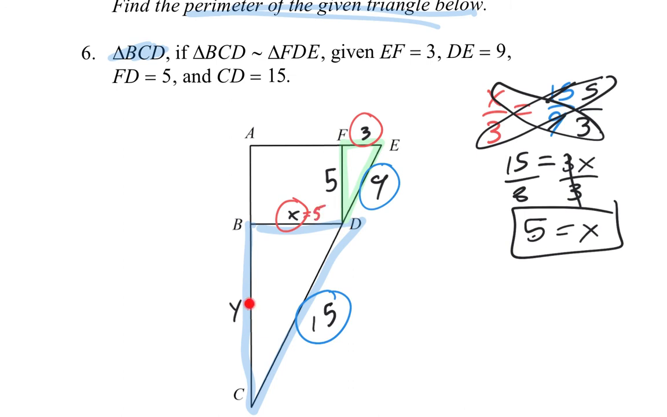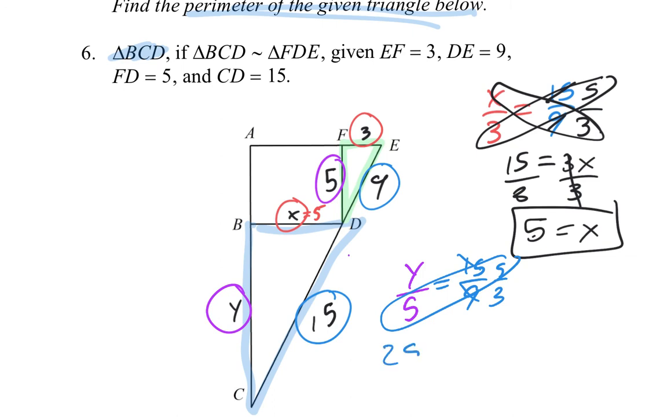Now, I need to find the y. Well, just like I did with the x's, I could do the same thing with the y's. So let's say y is to 5 as 15 is to 9. Y is to 5, just like 15 is to 9. And once again, the 15 and the 9 can reduce to 5 over 3. And we could cross multiply.